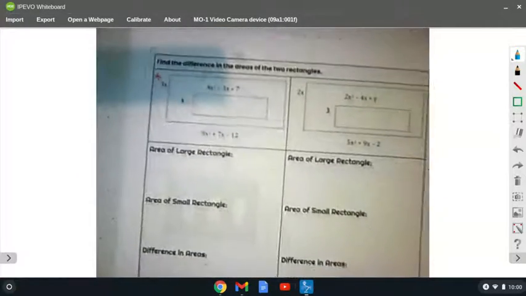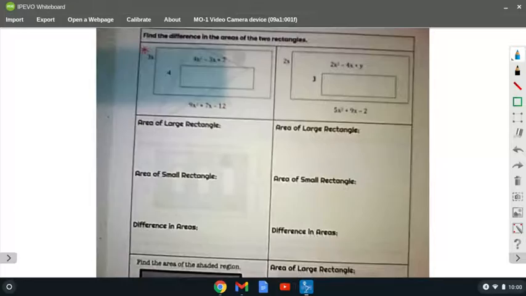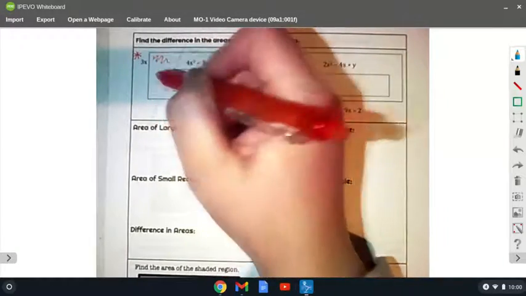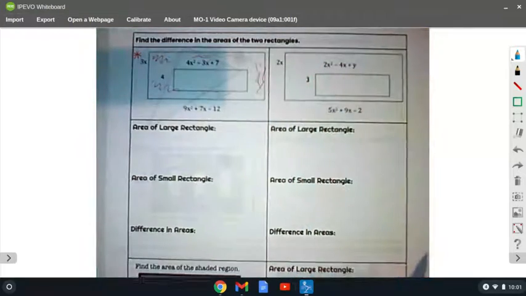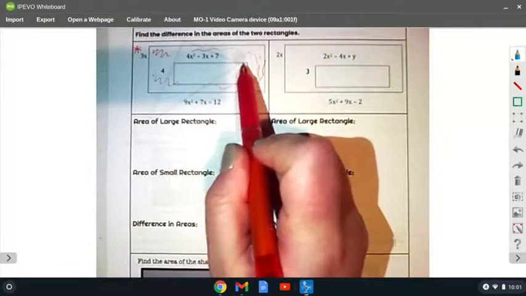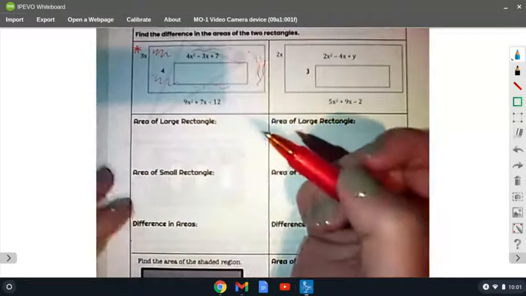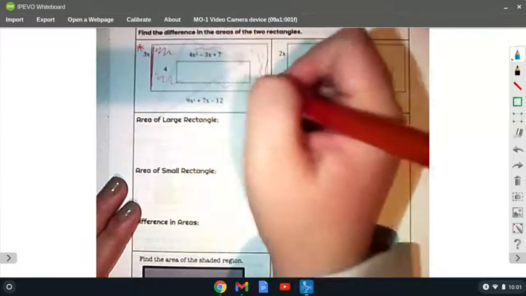On the next page, we have the problems where I am trying to find the difference in the areas. In other words, pretend that this is a shaded region, right? If this is shaded, I'm trying to figure out what the area of the shaded region is. So I'm finding the area of the inner, the area of the outer, and then I'm finding the difference. So the area of the large rectangle is this length times width.